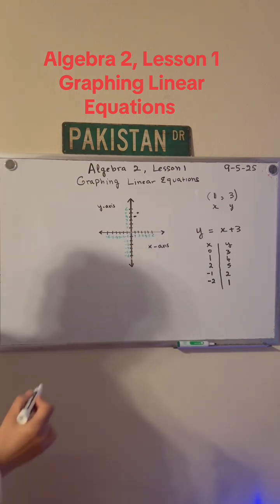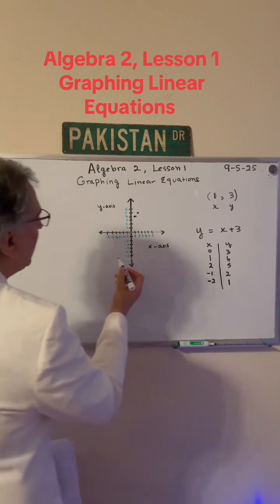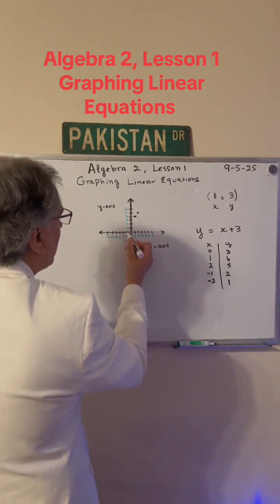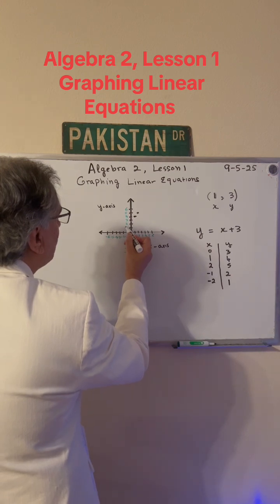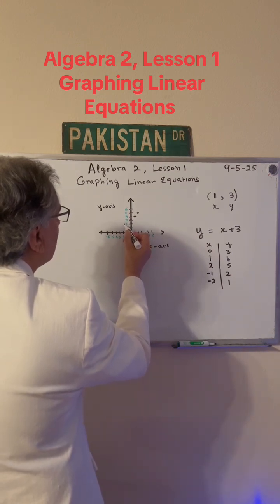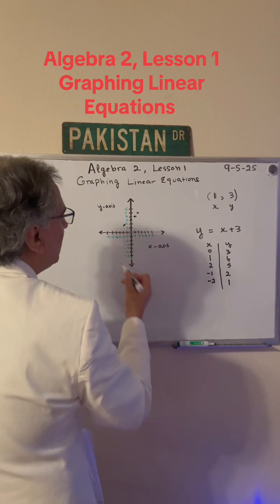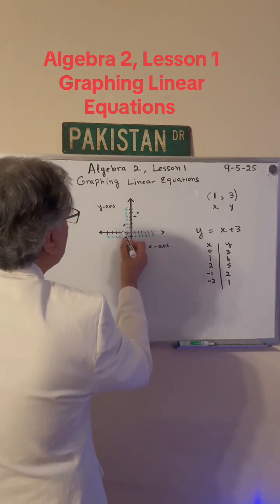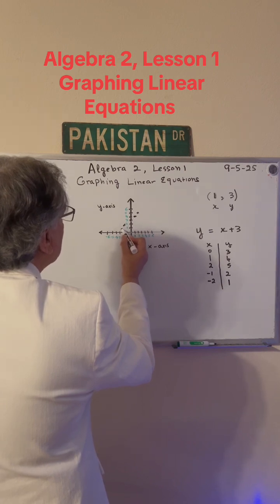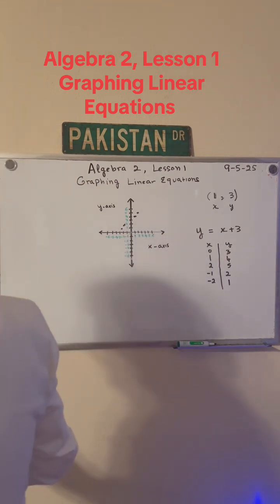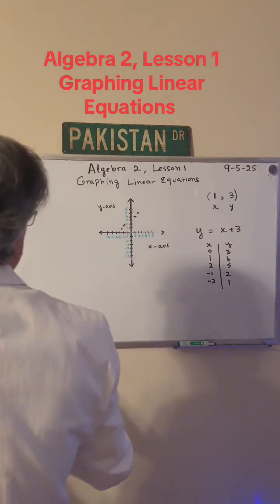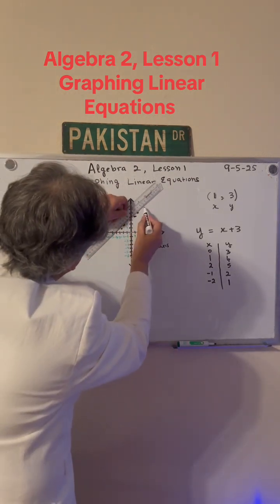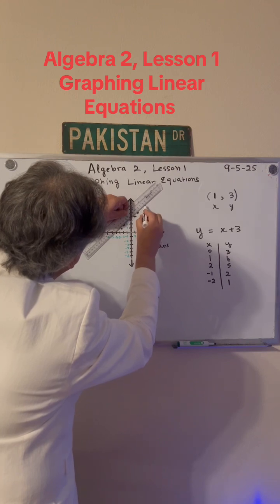Then if x is equal to -1, what will y be? y will be equal to 2, which is right here. And then if x is equal to -2, which is right here, y is equal to 1, which is right here. So if I draw a graph, you will notice, let me go ahead and draw the graph right here. It will go like this.